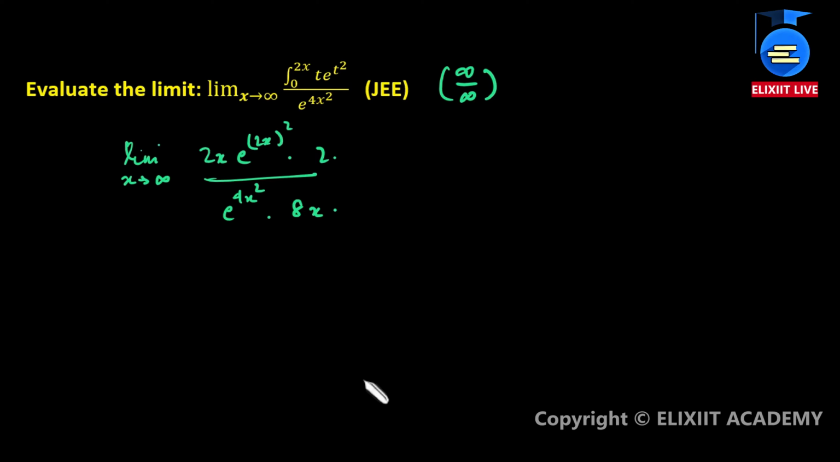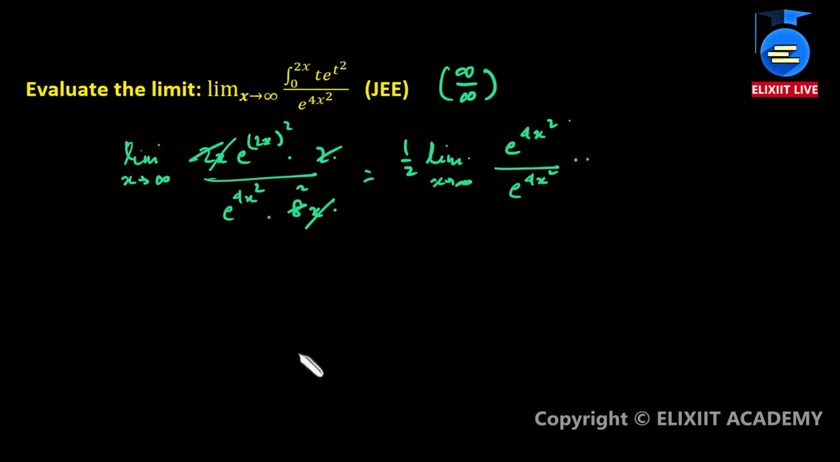Clear? So now we simplify this. So this is limit x tends to infinity. Here we have 4 and this is 8, so you can take out one-half outside. So this is limit x tends to infinity. Here we have e to the power 4x square. Okay, and in the denominator, x also gets cancelled out, and here we are left with e to the power 4x square. Okay.